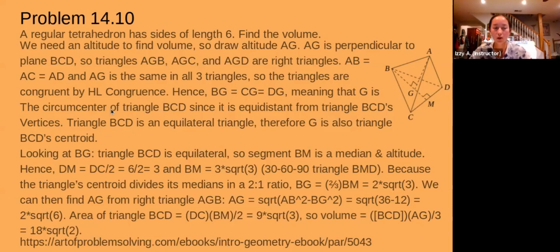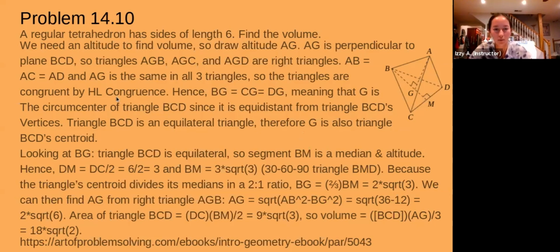If you forgot what circumcenter means, it's basically the center of the circle that you would draw that includes the 3 vertices of the triangle. So imagine if, for example, triangle BCD was inscribed in a circle, G would be the center of that circle. Okay, so triangle BCD is an equilateral triangle, therefore G is also triangle BCD's centroid.